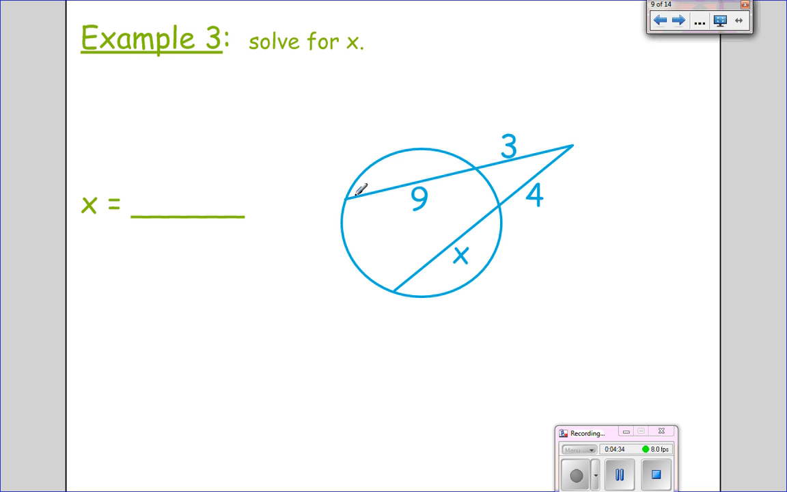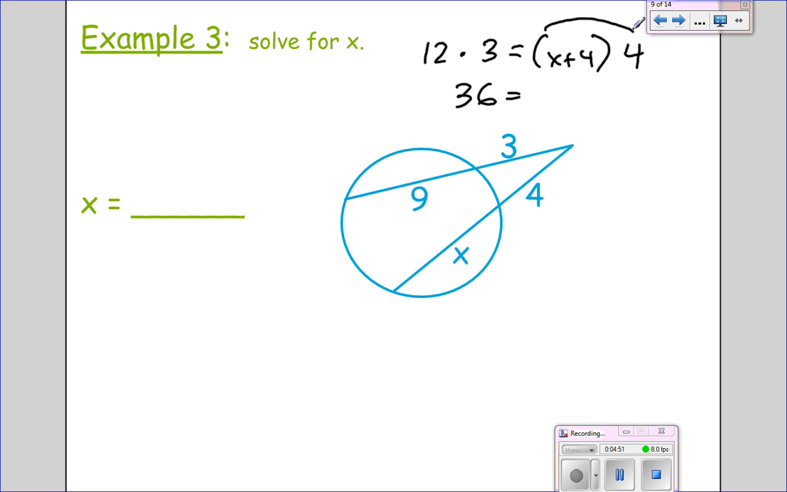Let's see what you do with this. So the whole line is 12 times the external, 3, equals the whole line, so I'm going to put in parentheses x plus 4, times the external 4. 36 equals, now we have to distribute the 4, so 4x plus 16. Move the 16, so 20 equals 4x, and divide by 4, so x equals 5. Hopefully you're able to get that there.